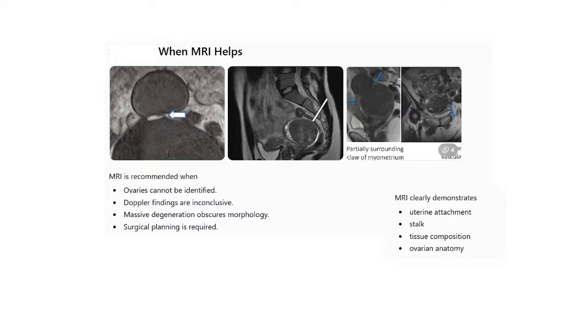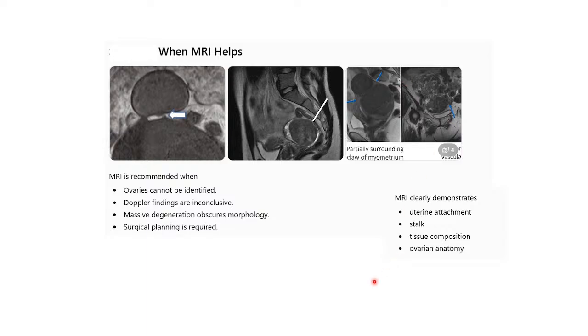So when does MRI help to differentiate these pedunculated fibroids from ovarian mass origins? MRI is recommended when ovaries cannot be identified, Doppler findings are inconclusive, massive degeneration obscures the morphology, and when surgical planning is required. So for those where we need to plan for the surgical management, they have to use MRI, or when you want to embolize, you also have to consider using MRI instead of X-ray. So you can see the pedunculated fibroid on MRI there.